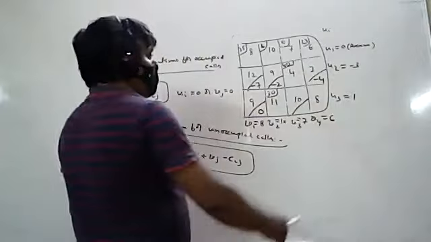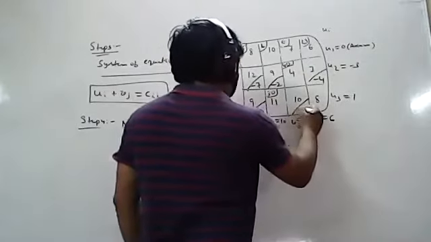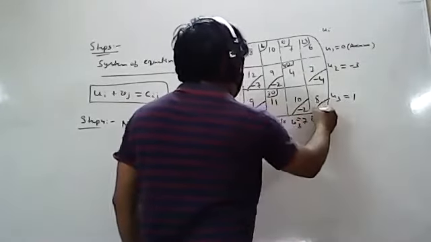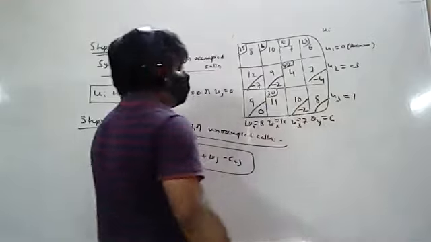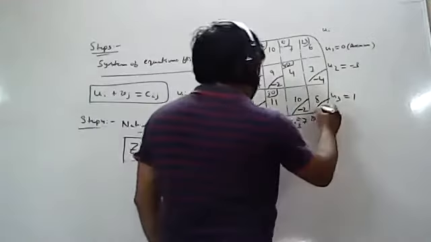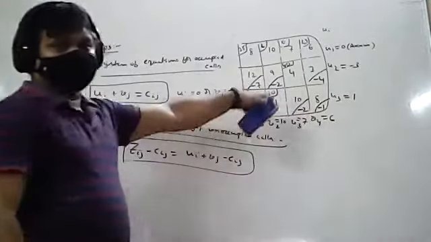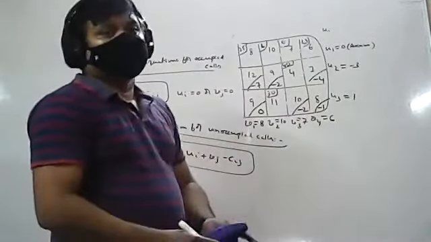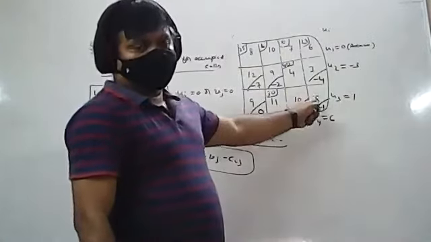Next. 1 plus 7, 8. 8 minus 2. 8 minus 10, minus 2. Last one. 1 plus 6, 1 plus 6 is 7. 7 minus 8, minus 1. See, all are less than or equal to 0. That means the solution is completed. If you get positive, a loop exists. You know how to draw a loop.